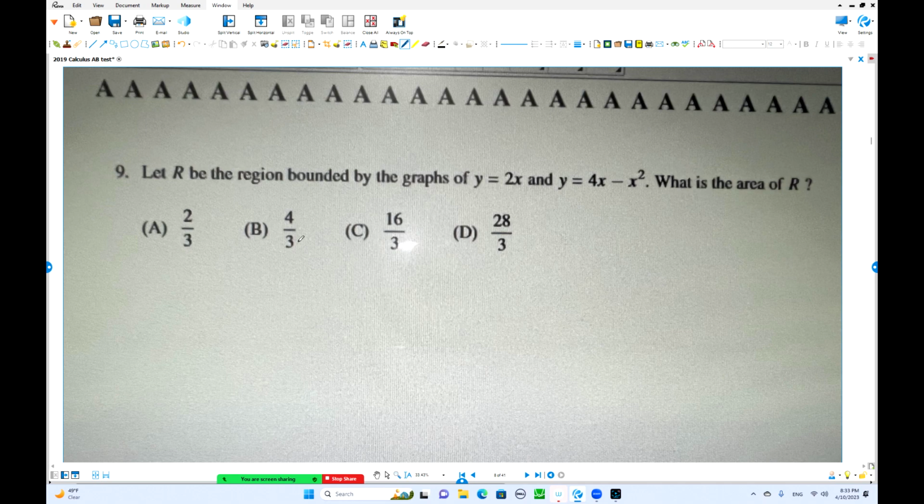This is number 9. Let R be the region bounded by the graphs of y equals x and y equals 4x minus x squared. What is the area of R? Just approximate which graph is on top and which one is on the bottom. We have to check it first.